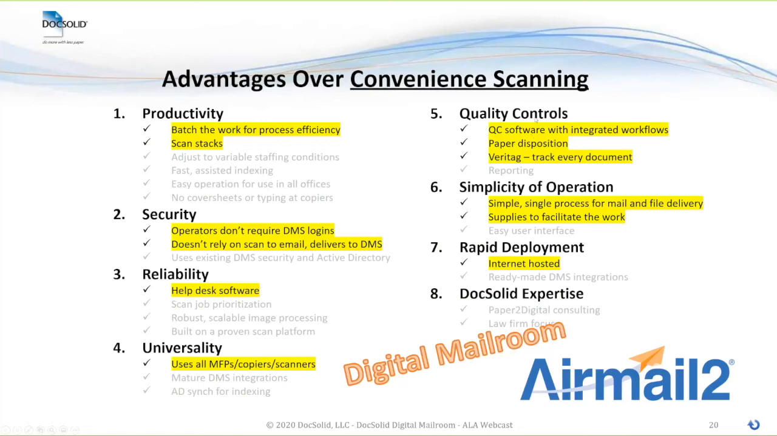For quality controls, the quality control software I just showed you is patented. What it does that's unique is it marries the paper with the software process, which really lets you get the whole job done. Simplicity of operation, we've got a single screen that's going to allow an operator to take care of the daily mail and document requests, and we make supplies to facilitate that work. And lastly, for rapid deployment, we can do this as an internet-hosted service. So the digital mailroom capabilities built into Airmail2 are significant and unique.